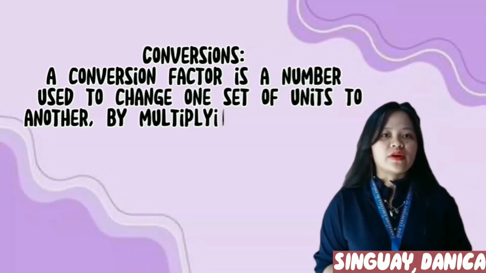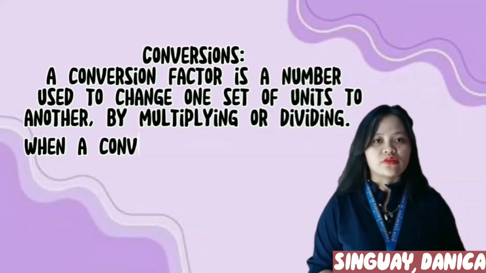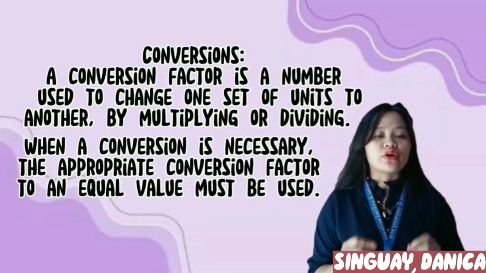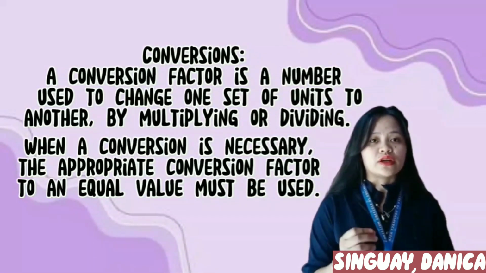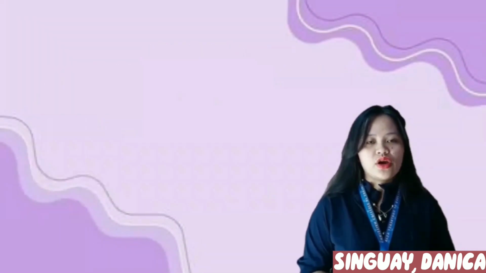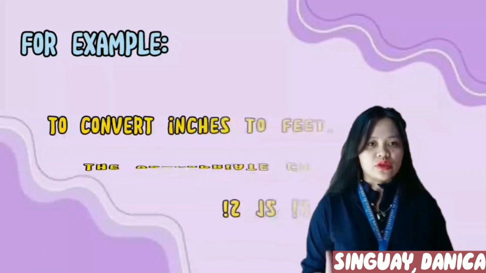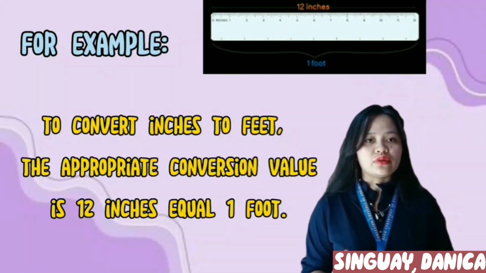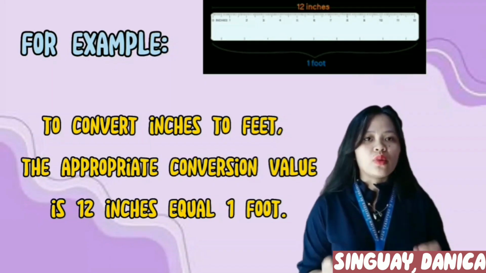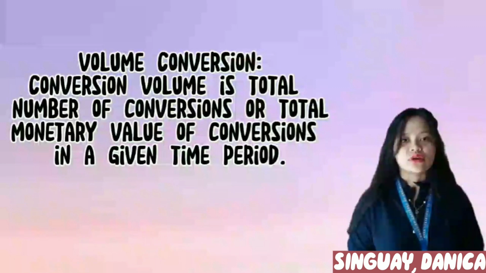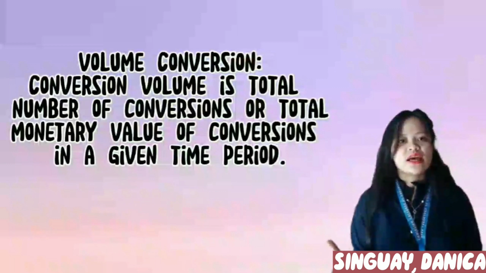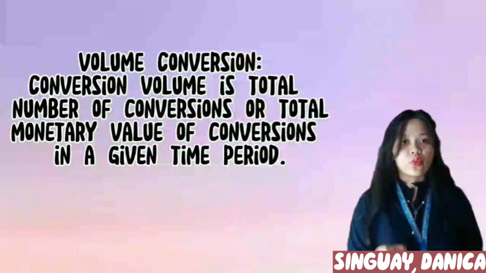Conversions. A conversion factor is a number used to change one set of units to another by multiplying or dividing. When a conversion is necessary, the appropriate conversion factor to an equal value must be used. For example, to convert inches to feet, the appropriate conversion value is 12 inches equals 1 foot. Volume conversion. Conversion volume is the total number of conversions or total monetary value of conversions in a given time period. Let's have an example wherein we will convert 1 cubic yard into cubic feet.